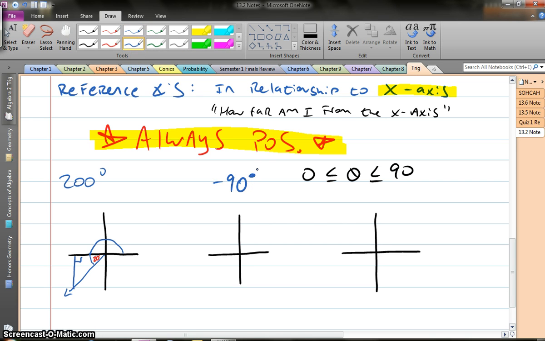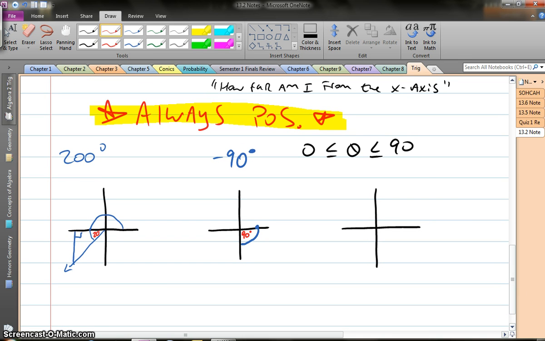Okay, negative 90 degrees. Right there. Well, what's my closest reference angle to the x-axis? That would be 90 degrees. So 90 degrees would be your reference angle.